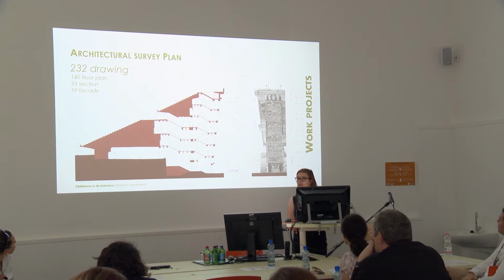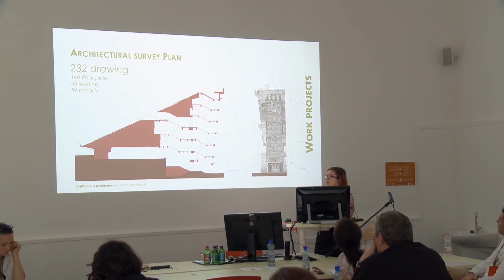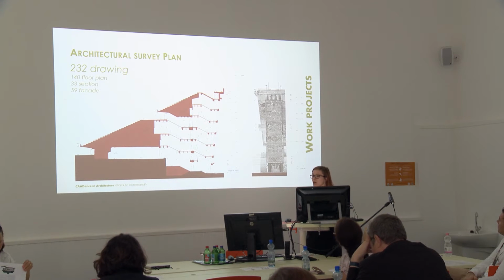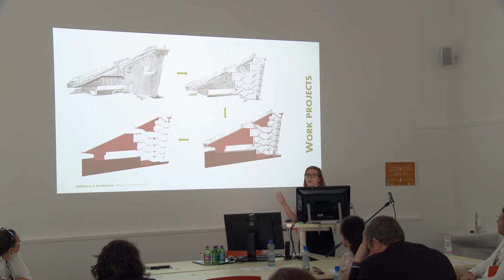After the processed and registered point cloud, we made the stadium's architecture survey plan, 232 drawings altogether. But how did we make these? First, we limited the point cloud to the discussed part, in this case the pylon. Then we made a section which was specified earlier. Based on this point cloud section, we made 2D vector drawings and then we published them.